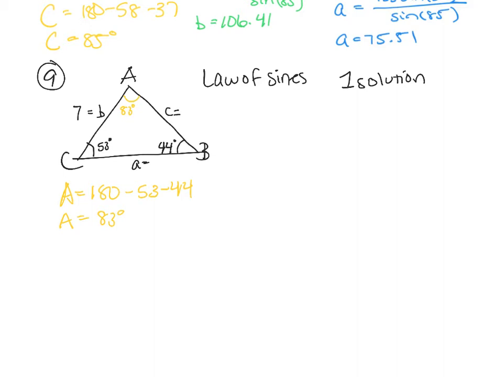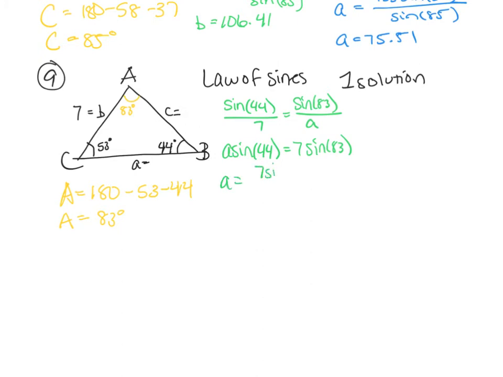And now let's solve for our sides. So the pair we know now is our b's, so we'll have sine of 44 over 7 is equal to, let's solve for a next, sine of 83 over a, and cross multiply, and a times sine of 44 is equal to 7 times sine of 83, divide both sides by sine of 44, and when you plug that into the calculator, you should just get 10, which is kind of nice.